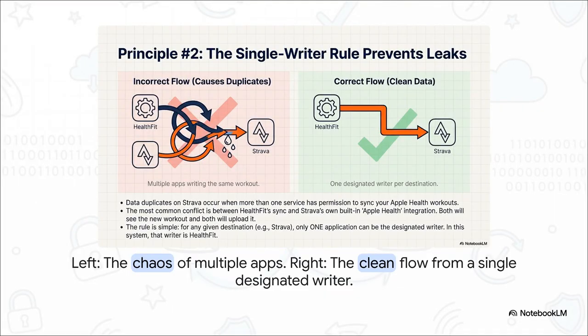And this visual just says it all, doesn't it? On the left, you've got total chaos. Multiple apps are all fighting to sync the same workout, and the result is a mess of duplicates. On the right, that's our goal. A clean, correct flow from a single designated writer. We are building the pipeline on the right.